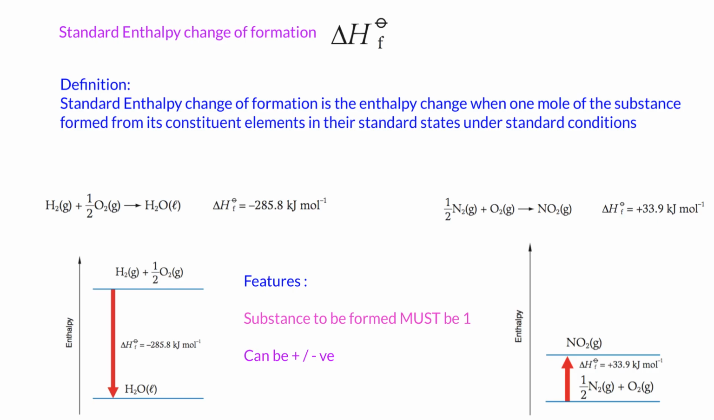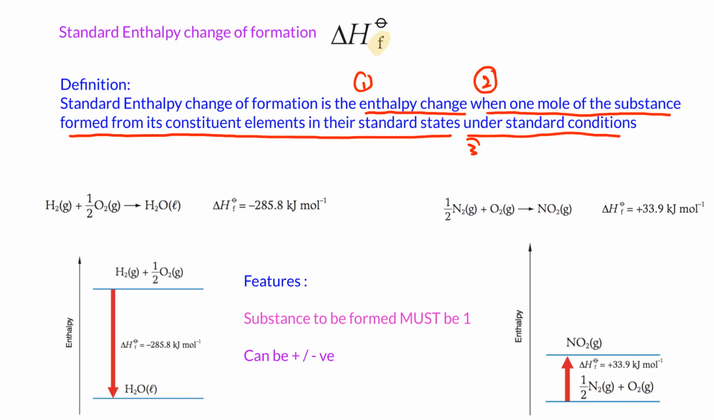This time it is formation, so the symbol will be f. So the definition: standard enthalpy change of formation is an enthalpy change, and remember, it is composed of 3 parts. First part, enthalpy change, when 1 mole of substance is formed from its constituent elements in their standard state. This will be the key for this point. And the last one will be under standard condition. Remember, this symbol means under standard condition.